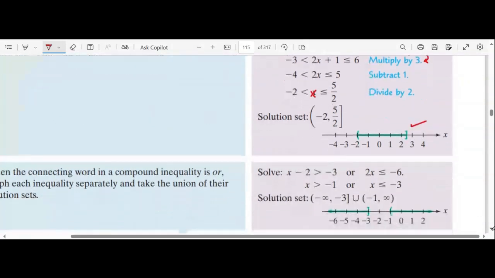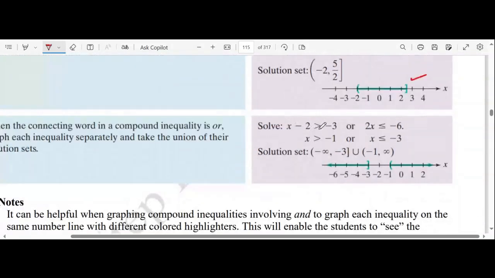Okay, another one here. I have x minus 2 greater than -3, or 2x less than or equal to -6. So x is greater than -1, or x less than or equal to -3. So you're going to have a union here, right? It's going to be from -1 to where? Infinity, and both of them open. -3 closed to negative infinity, open. Near the -3 it is going to be closed, as you can see here.